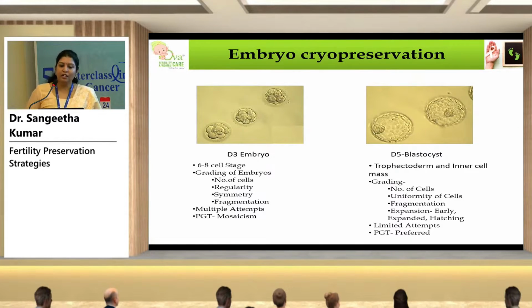We generally prefer a day 3 freezing rather than day 5. The reason is that in day 3 freezing, we can have multiple attempts, whereas in day 5, there is a limited number of attempts. Also, for those patients who have a familial history of genetic disorder and want to do PGD testing, blastocyst is preferred because we get more cells for embryo biopsy and we can send it for testing.